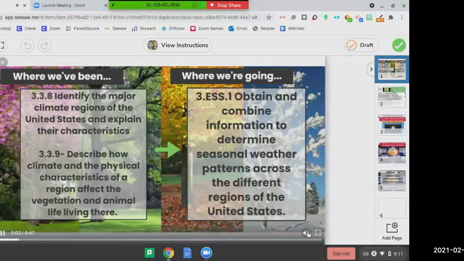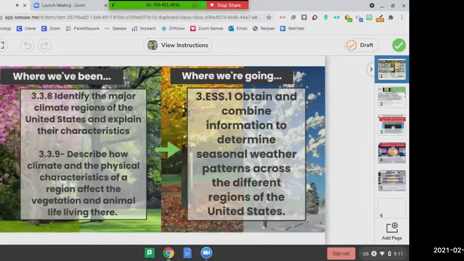Good morning, third graders. We have been working on the 2 standards that you see on the left, identify the major climate regions of the United States and explain their characteristics. We've also been talking about how the animals and vegetation in a specific climate survive based on their physical characteristics. And today we're going to carry that same information a little further, thinking about how and what causes the seasons. Our learning target for today is 3 ESS1, obtain and combine information to determine seasonal weather patterns across different regions of the United States.